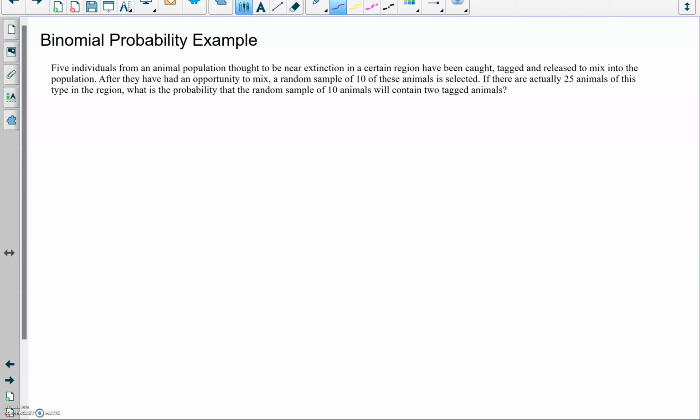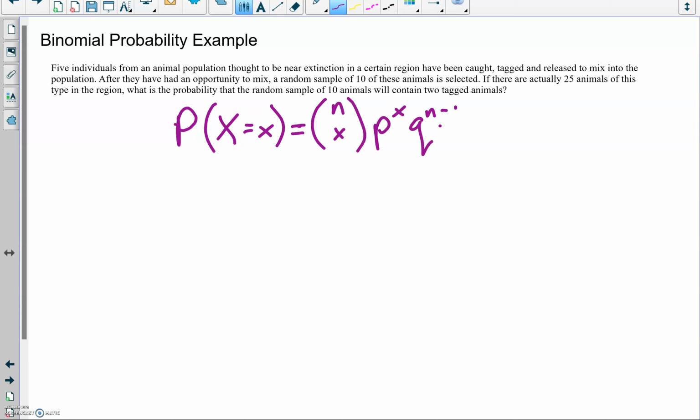Only 2 options there. So the model itself that we're going to use is going to be this: the probability that X equals x, your random variable equals some number, and the binomial model is n choose x, times p to the x, times q to the n minus x. And again, the p and the q have their own meaning along with the n and the x. All these things have meaning.